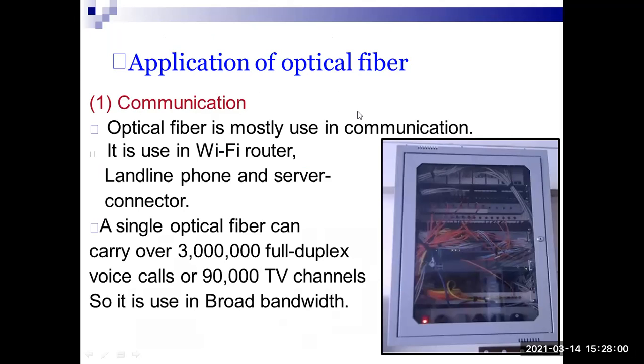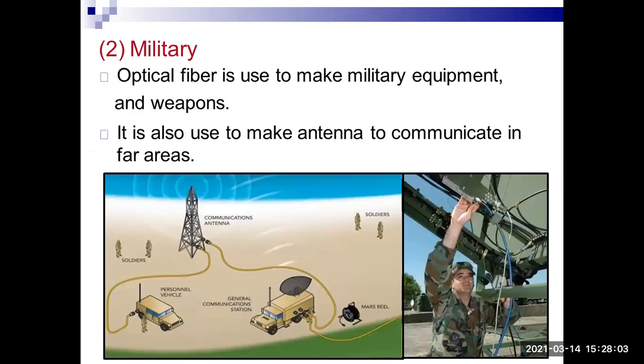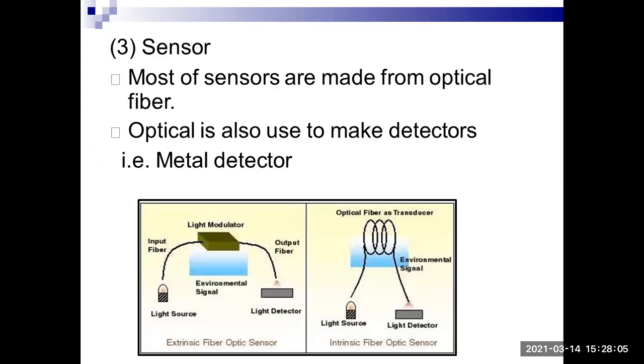So we have different applications. We can use optical fiber in many military application equipment and so on. Sensors: nowadays wherever you go, most of the sensors are made of optical fiber. Optical fiber is also used to make detectors or metal detectors. Wherever you go for shopping or to airports, you use the metal detector, and there the sensors are made of optical fiber. You can see the schematic diagram there.